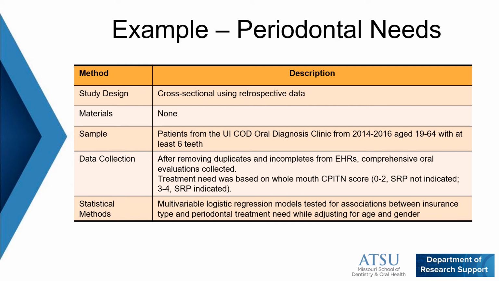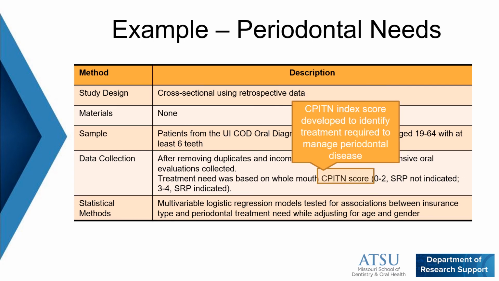After removing duplicates and incompletes from the college's EHR system, comprehensive oral evaluations, including health history and clinical data, were collected. Treatment need was based on whole mouth CPITN score. CPITN scores of 3 or 4 indicate probing depths of at least 4 millimeters and a treatment recommendation for SRP. The CPITN index score was developed to identify treatment required to manage periodontal disease, so it supports validity seen in the dental community.